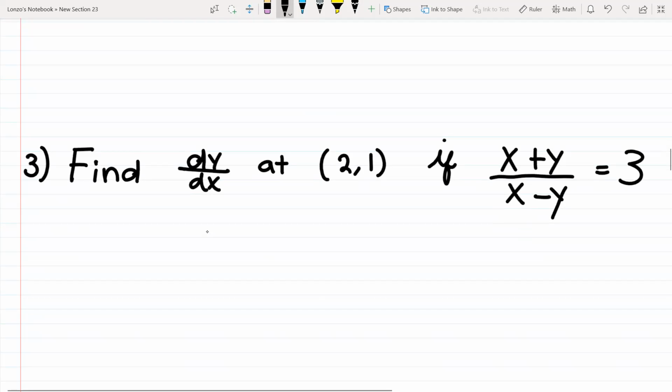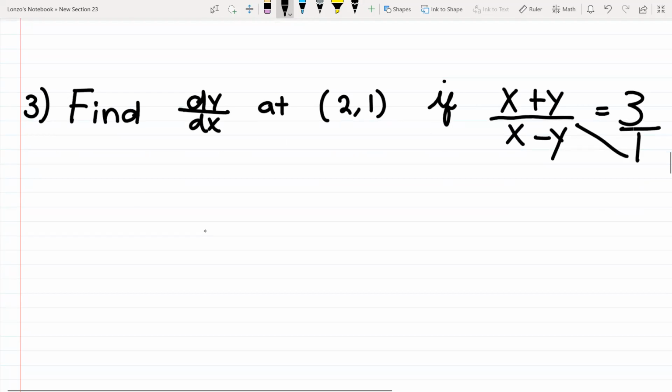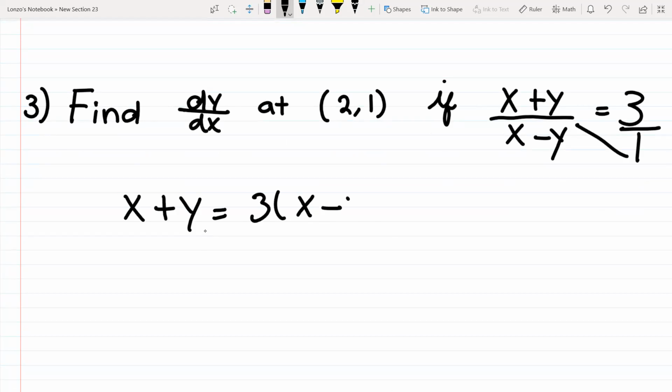So this time, find dy dx at a point of 2, 1 if x plus y over x minus y equals 3. So this looks a bit difficult because you have a point and then you have a quotient, but do it implicitly, but do not do the quotient rule on the left side. It looks tempting to do the quotient rule, but you can actually do something simpler. You can actually cross multiply, because this 3 has a denominator 1. So if I cross multiply, it would be x plus y equals 3 times x minus y, right?